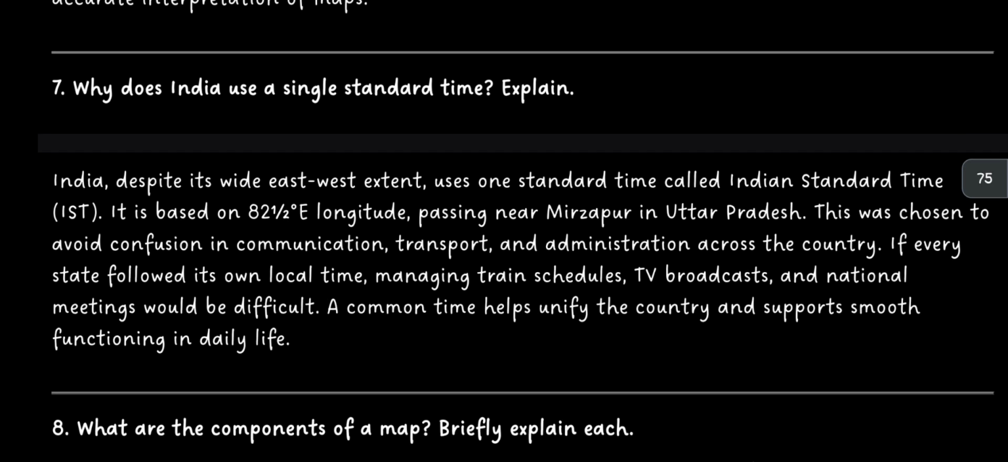Number 7. Why does India use a single standard time? Explain. India, despite its wide east west extent, uses one standard time called Indian Standard Time, that is IST. It is based on 82.5 degree east longitude, passing near Mirzapur in Uttar Pradesh.